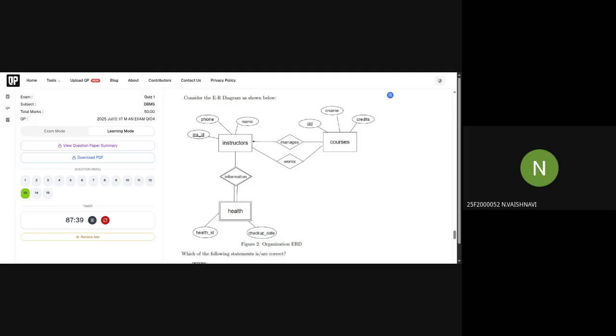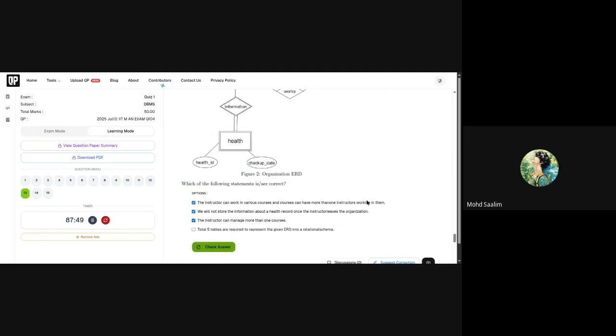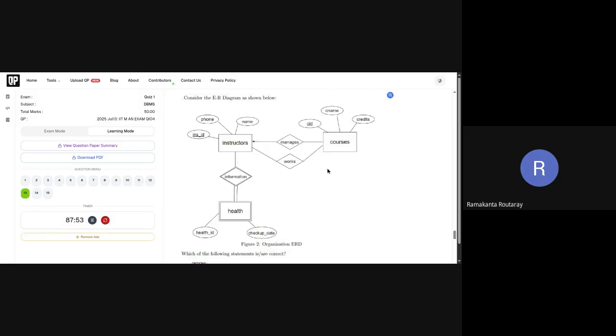Works. No, works is the relationship, na? Entity relationship is not a table. Do we really need 5 tables? Total 5 tables. So what are those 5, sir? I think 4, na? Works also. Instructor, courses, and health are the strong entity sets. Information and works require a relational table, so that is also. Achha, okay.